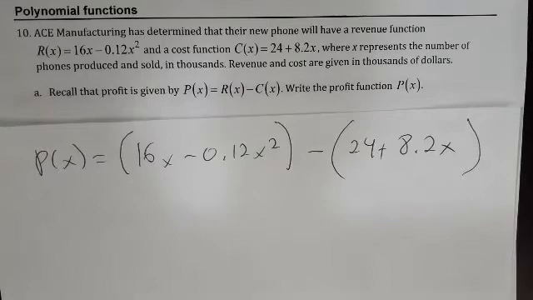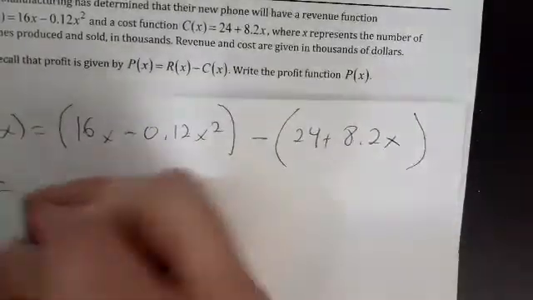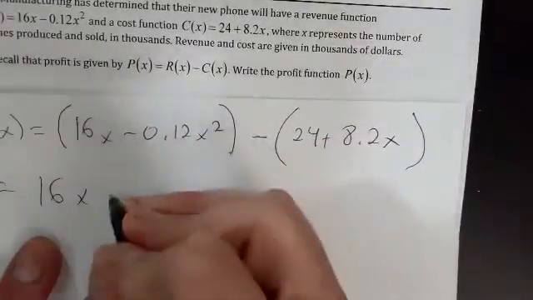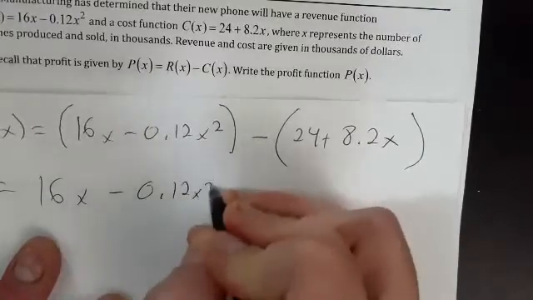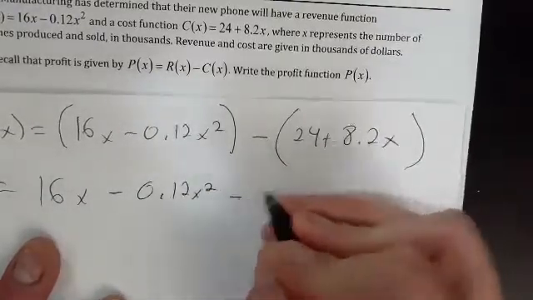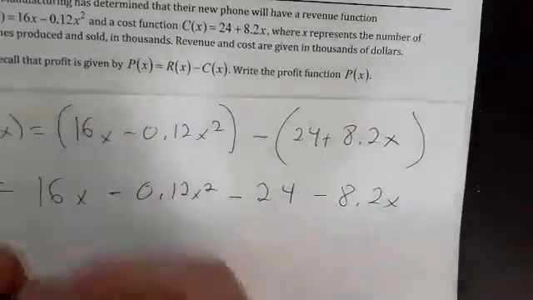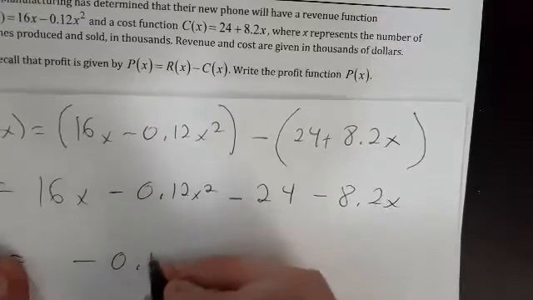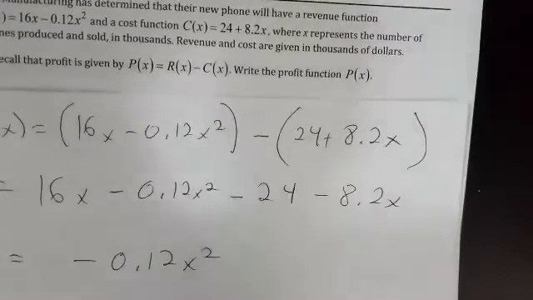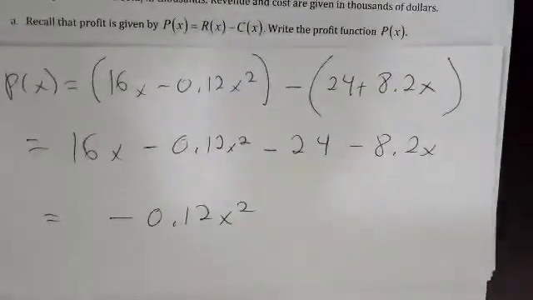So there we have it. P of x is this thing. We can do a little bit of cleaning up on this. We've done a few problems like this. So this is 16x minus 0.12x squared. If I distribute this negative, this is minus 24, and this is minus 8.2x. I'm going to lead with the largest term. That minus 0.12x squared is the first thing I see there, or it's the largest exponent.